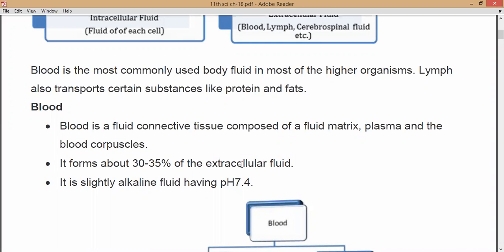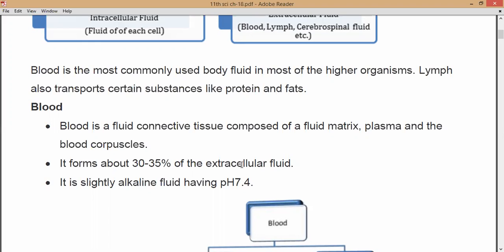Now we are going to see the contents of the blood, or simply the components of the blood. Blood is a fluid connective tissue. You have studied the different types of tissues in chapter number 7. Connective means it connects two different tissues, so one bunch of cells is connected with another bunch of cells with the help of a fluid. For this reason, it is known as fluid connective tissue.